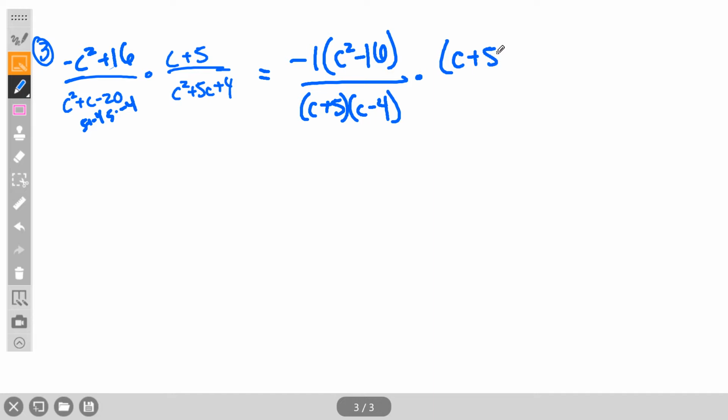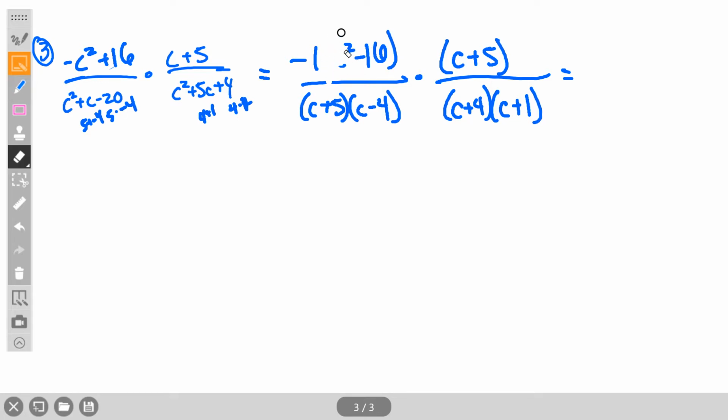c plus 5 over, so this is 4 and 1. 4 times 1, 4 plus 1. So that's c plus 4 and c plus 1. So this c squared minus 16, I do need to factor that again because it is a difference of two squares. I'm just going to do that right here. Negative 1, so that's c plus 4, c minus 4.